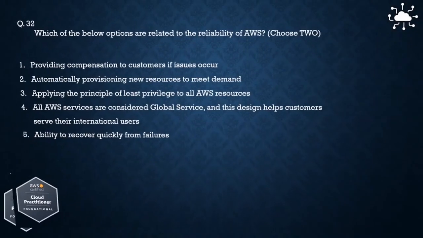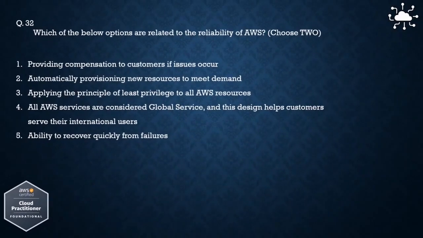Question 32. Which of the below options are related to the reliability of AWS? Choose 2. 1. Providing compensation to customers if issues occur. 2. Automatically provisioning new resources to meet demand. 3. Applying the principle of least privilege to all AWS resources. 4. All AWS services are considered global services, and this design helps customers serve their international users. 5. Ability to recover quickly from failures.